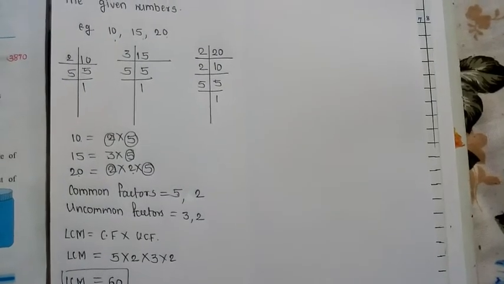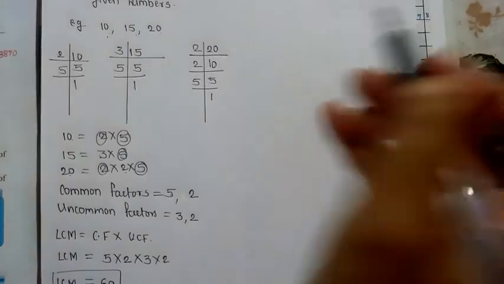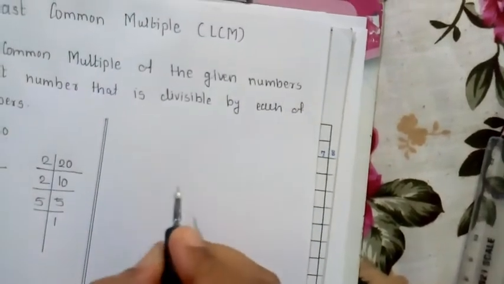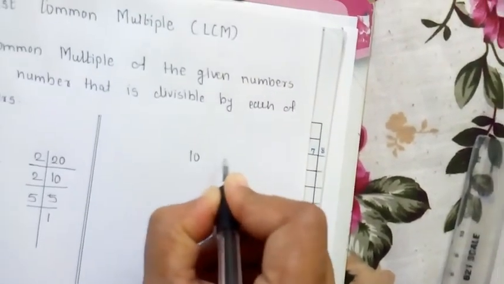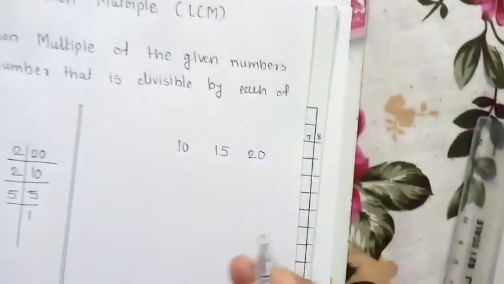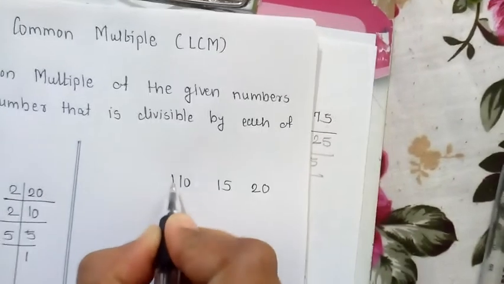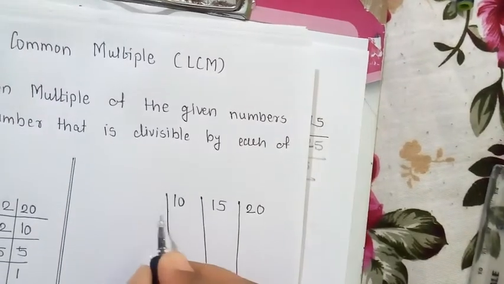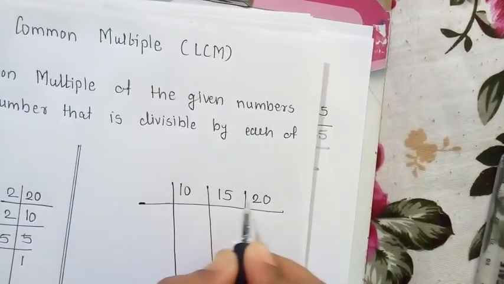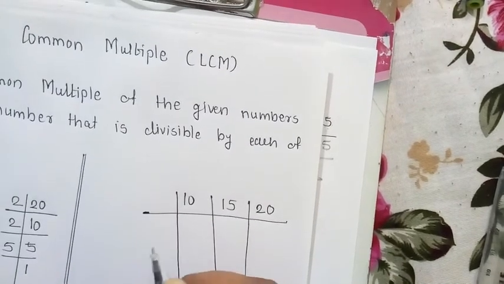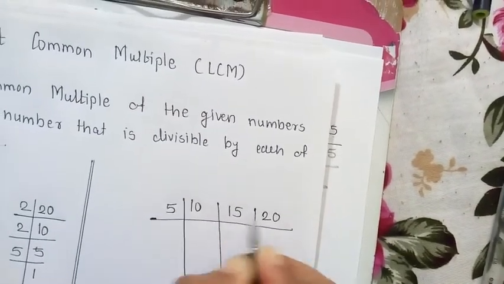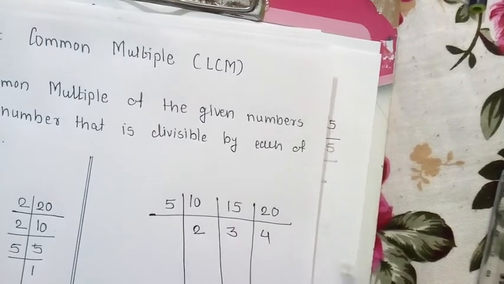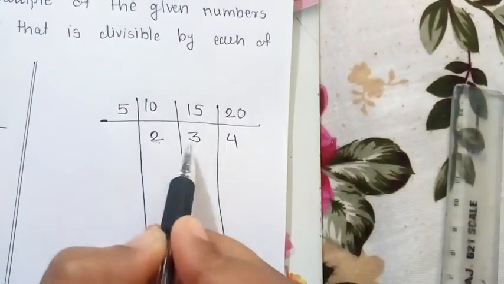This example we will solve by another method, which you will like, and you can follow it. See, numbers are 10, 15 and 20. Now this method we will use for factorization. You can write them like this. Then draw lines for factorization. Now all three numbers are divisible by which number? 5. 5 is common for all three. So 5 twos are 10, 5 threes are 15 and 5 fours are 20. Now here are 2, 3 and 4.